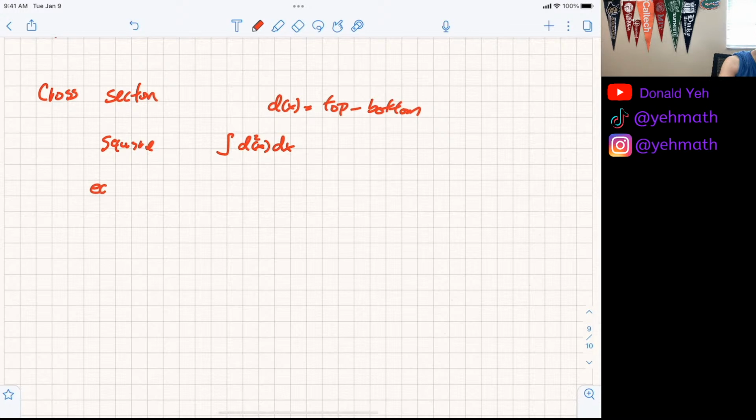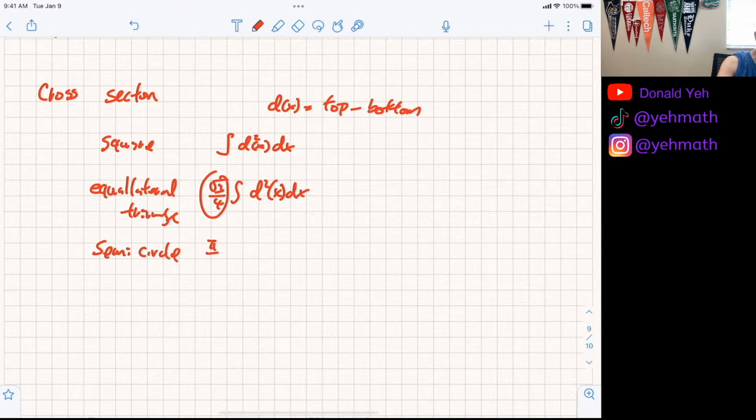Now I can ask you about the shapes. If it's an equilateral triangle, it's square root 3 over 4 times D of x squared dx, just the coefficient differs. A semicircle is going to be pi over 8 in the front.